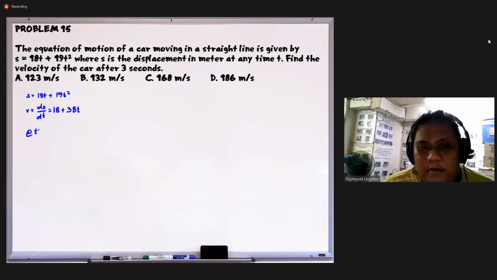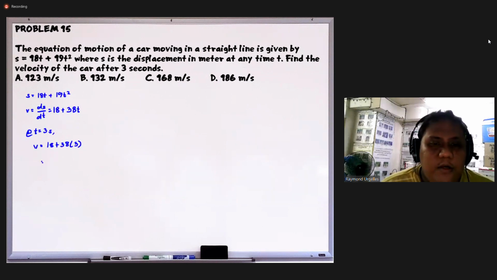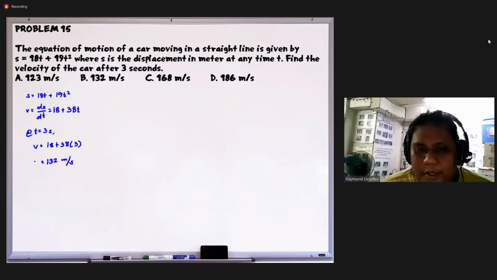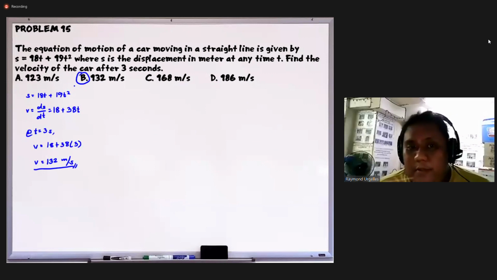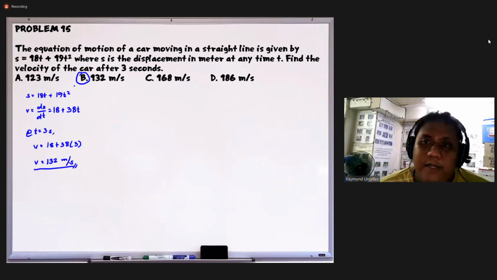So at t is equal to 3 seconds, your instantaneous velocity is 18 plus 38 times 3 seconds. So then this will be 18 plus 90 plus 24 is 114, plus 18, we have 132 meters per second. Okay, so then this is our letter. Okay ba? So simple lang. Any questions para dito?